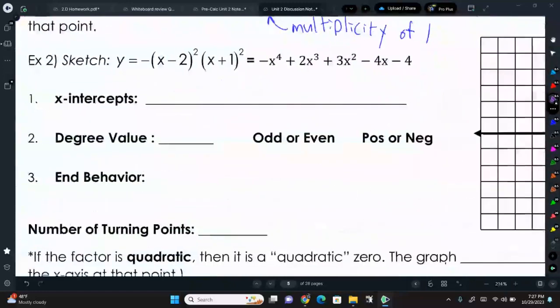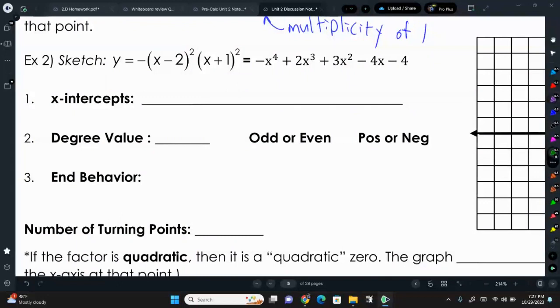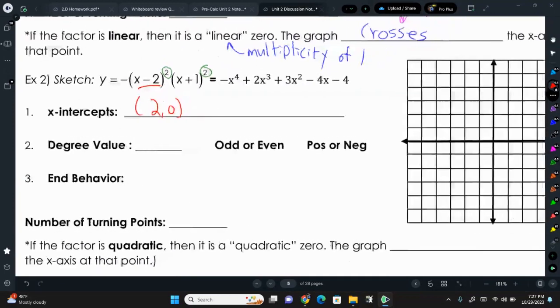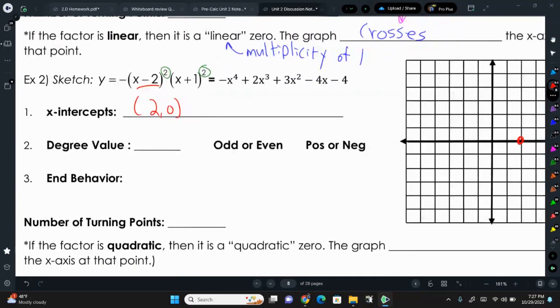Now this one, notice how we have two of them that are squared. Our x-intercepts are going to be 2, 0. So I'm going to plot that. And negative 1, 0.